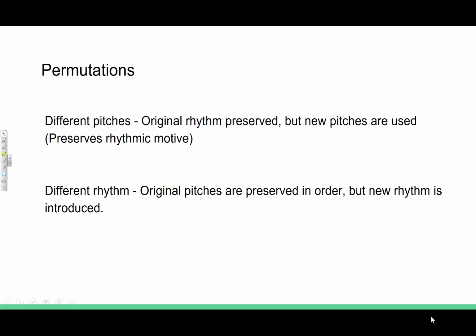Okay, let's move on and talk a little bit about permutations. So we have two types of permutations. We have different pitches, where the original rhythm is preserved, but new pitches are used. So in other words, it preserves the rhythmic motive. Then there are different rhythmic permutations, where the original pitches are kept the same in order, but new rhythms are introduced.